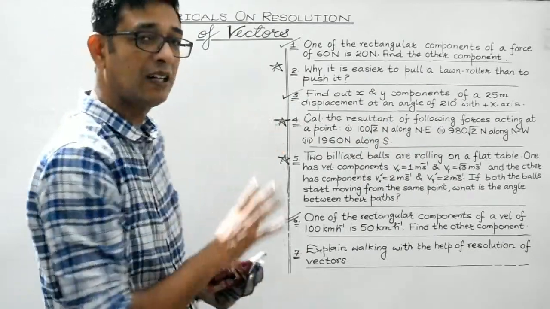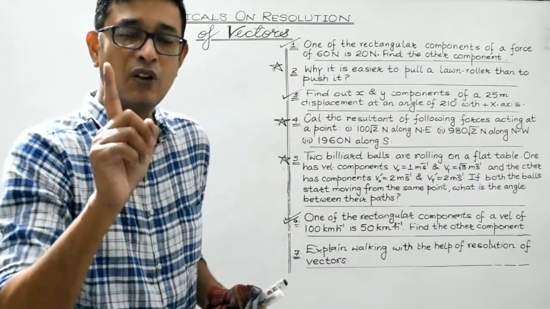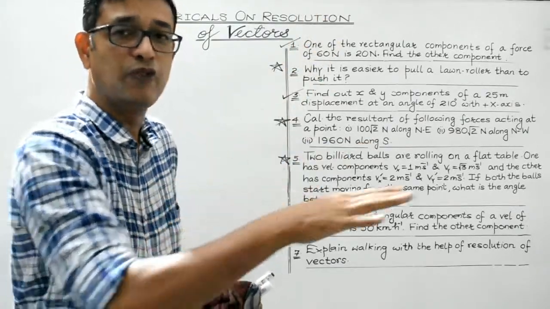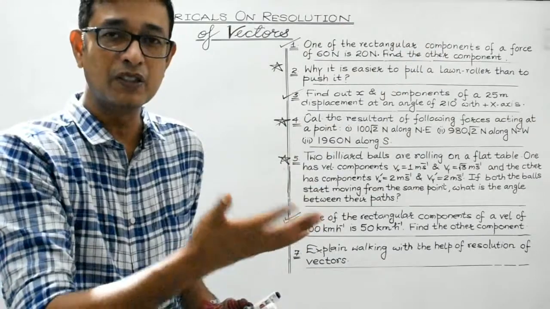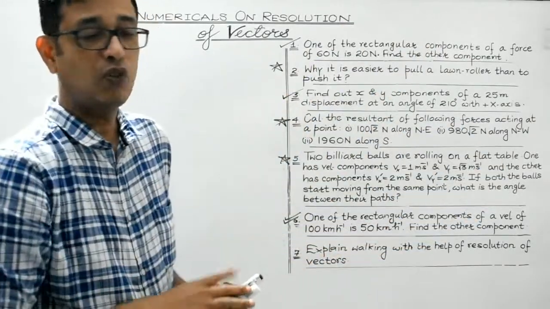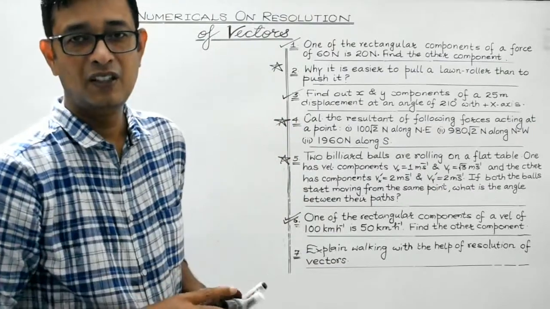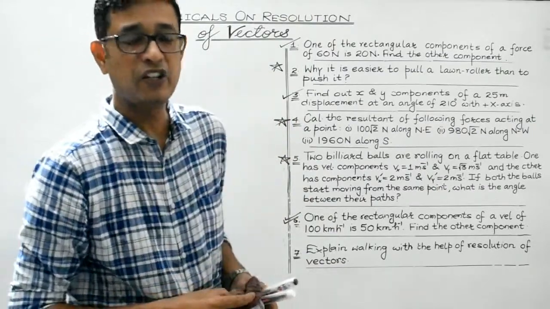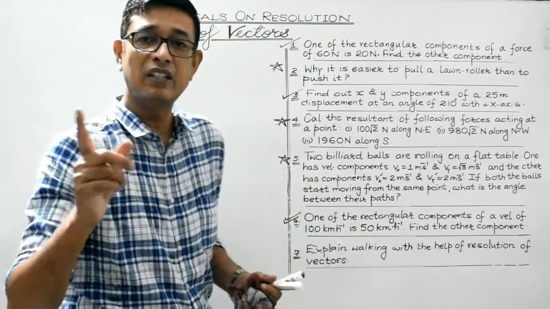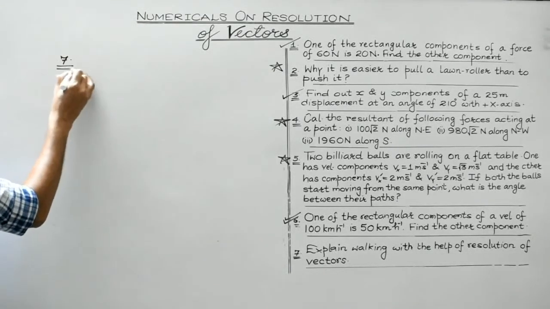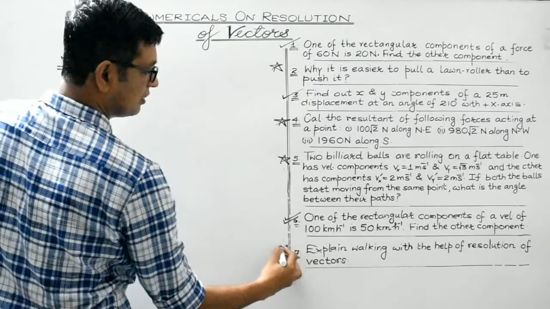Now with the help of a diagram, I will show that one component of that reaction will enable the person to move forward. It will enable the person to walk on the ground. While the other component of the reaction will balance the weight of the person. So, this is the theoretical explanation. I will explain it with the help of this diagram. This is a very, very important application of resolution of vectors.